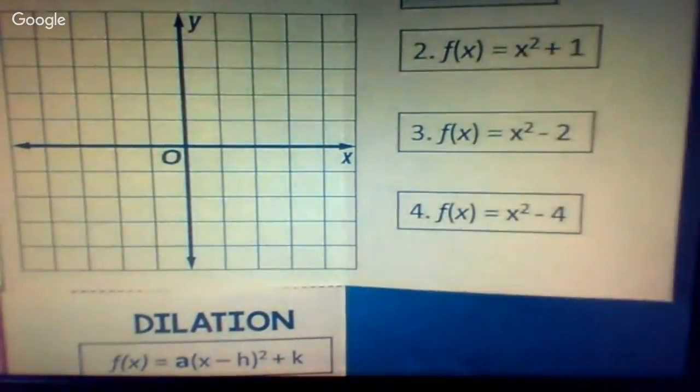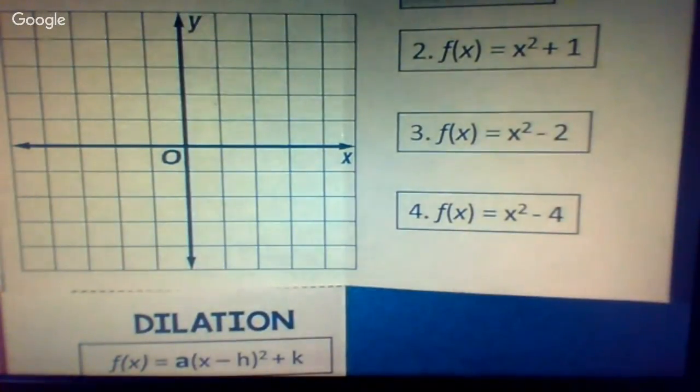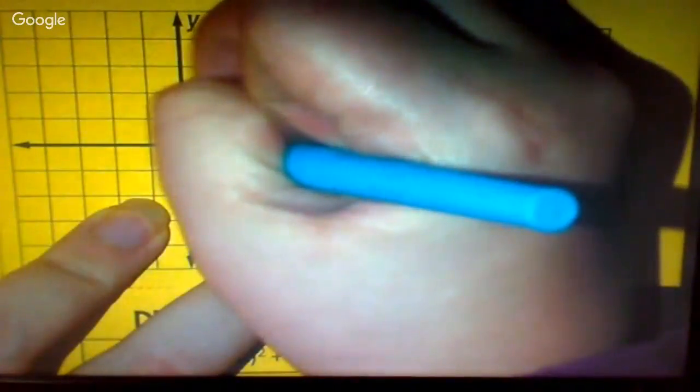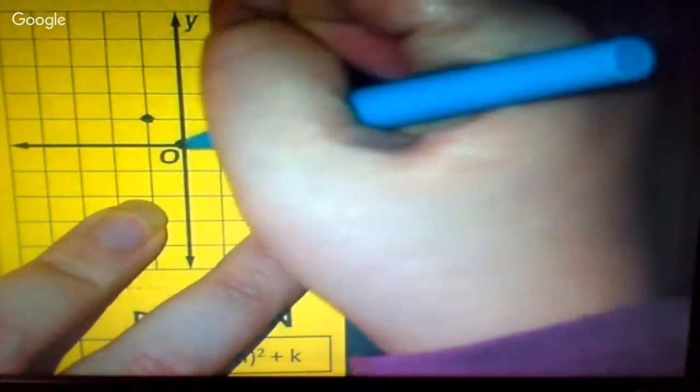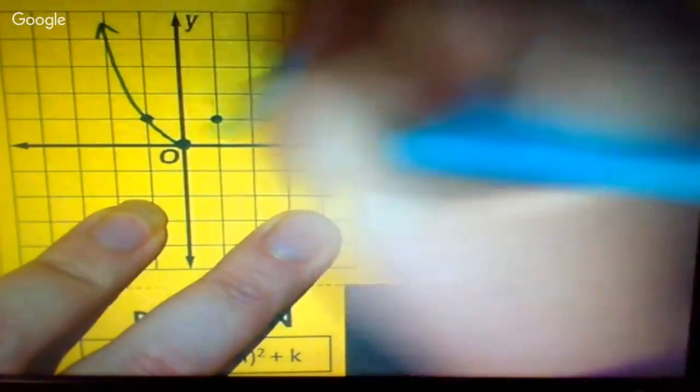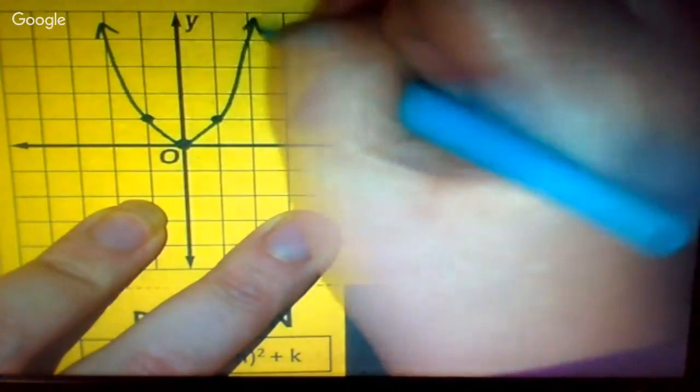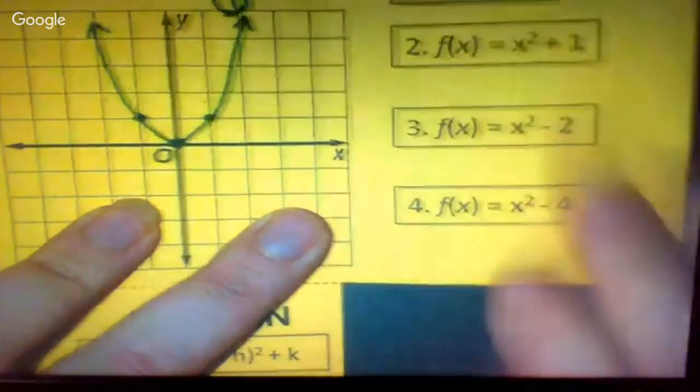again, I've got that parent function. So I'm going to draw that in first. Your parent function always starts at 0, 0. It goes up and to the right and up and to the left, one space over. So here's your parent function. That's number 1.